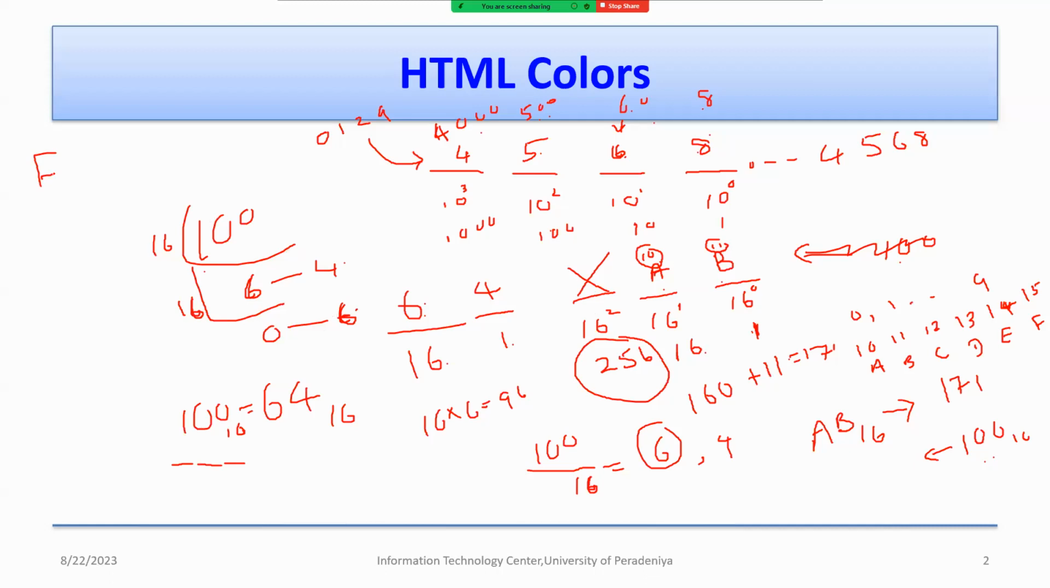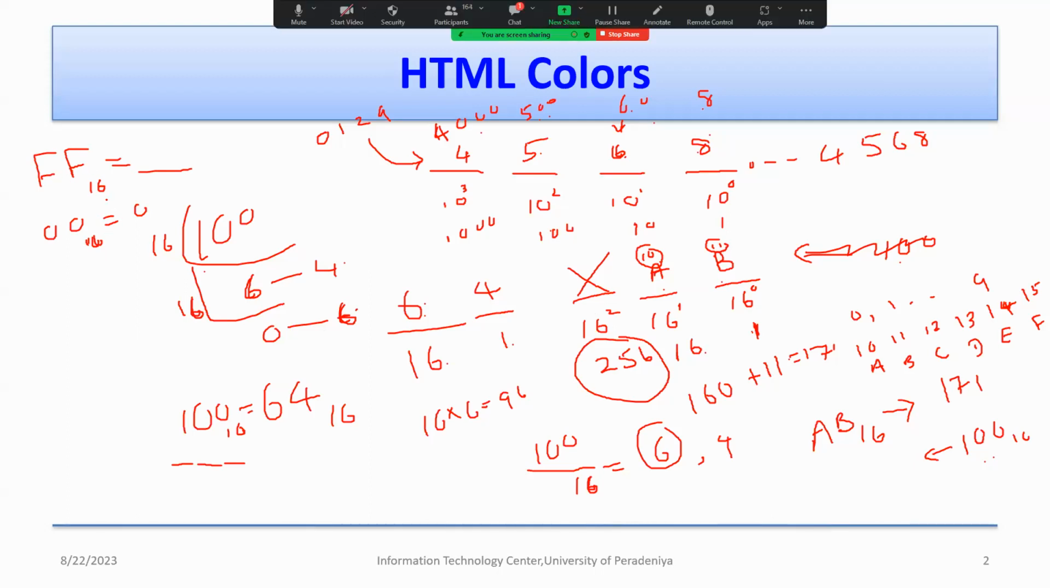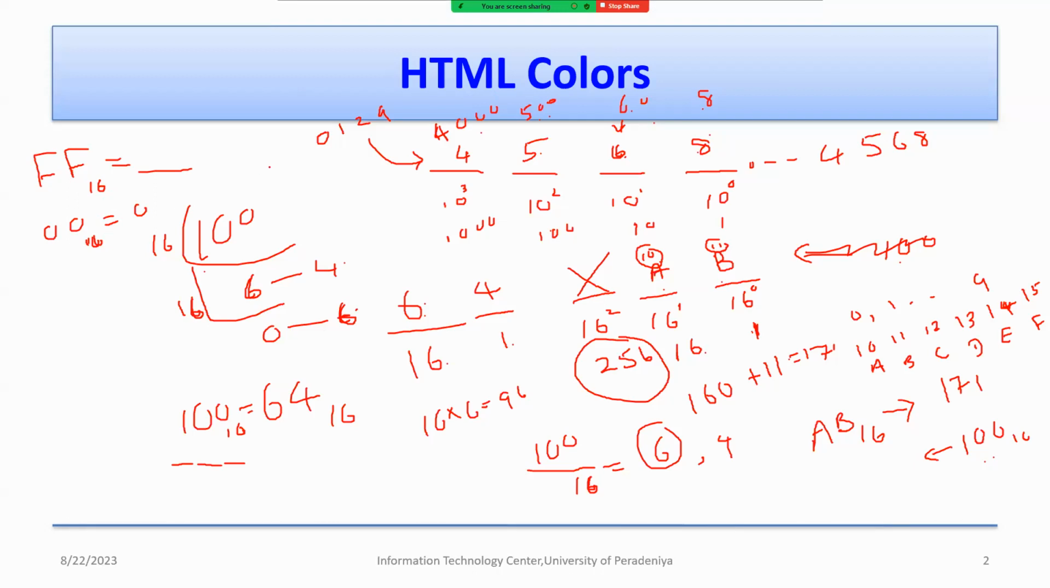What is the relevant decimal value? If you say FF in hexadecimal, what is the decimal value? If it is 00 in hexadecimal, that is 0. If you say FF in the hexadecimal number system, what is the corresponding decimal value? Yes. What about others?